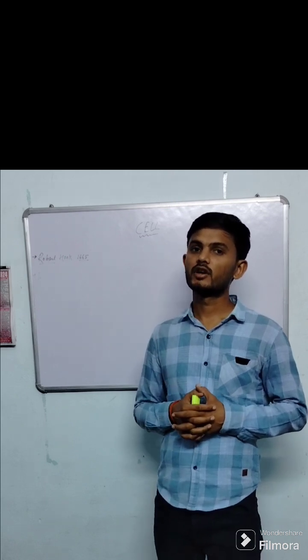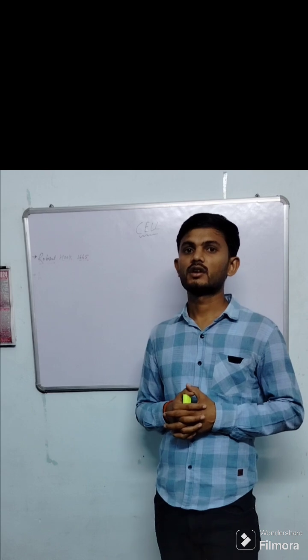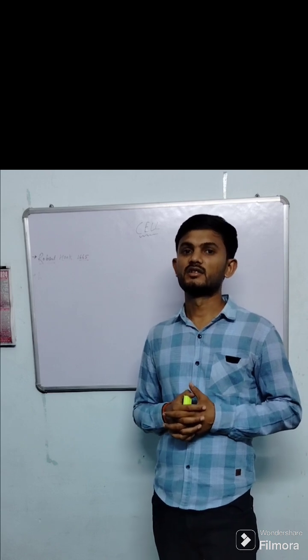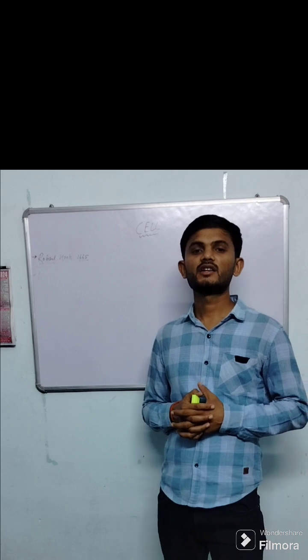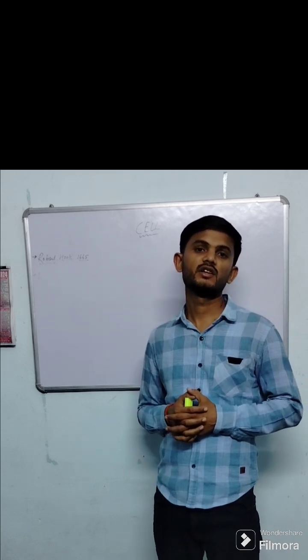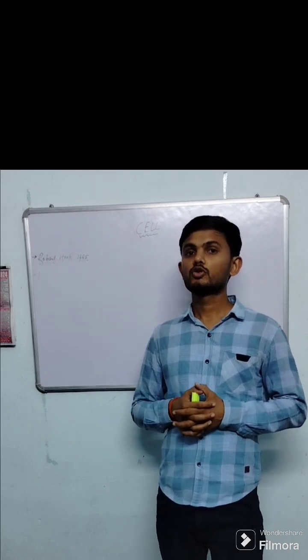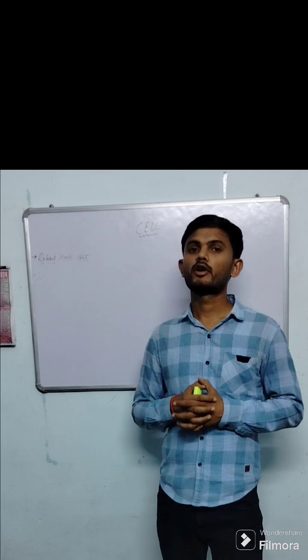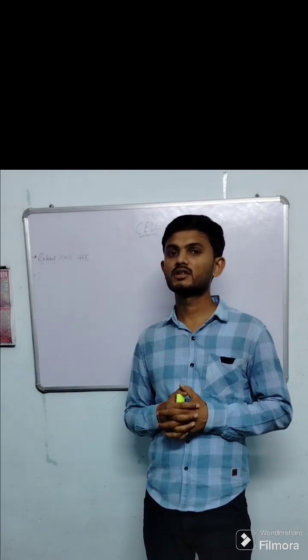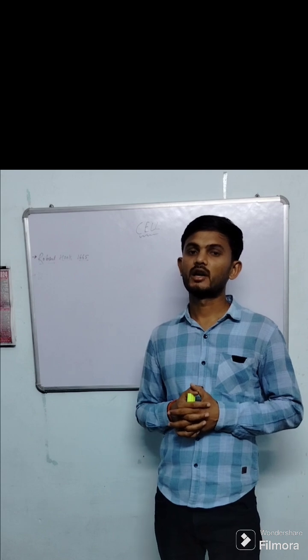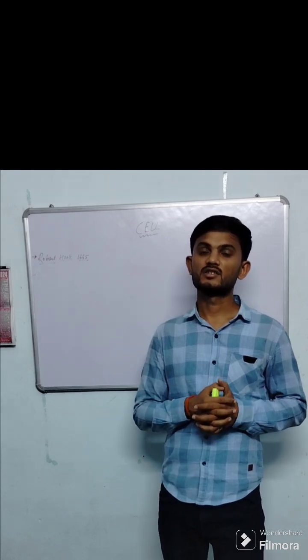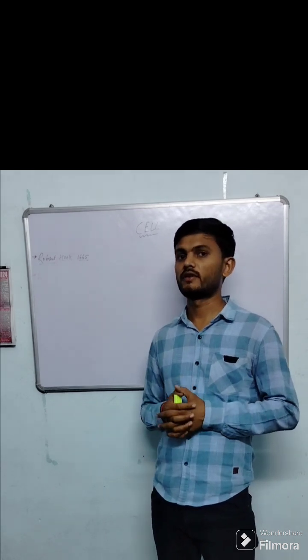So scientist Leeuwenhoek is the discoverer of the bacterial cell. Then after, in 1838 and 39, scientists Schleiden and Schwann discovered cell theory. That is, they proposed two important points in the cell theory: all the organisms are made up of cells, and the cell is a basic structural and functional unit of life.